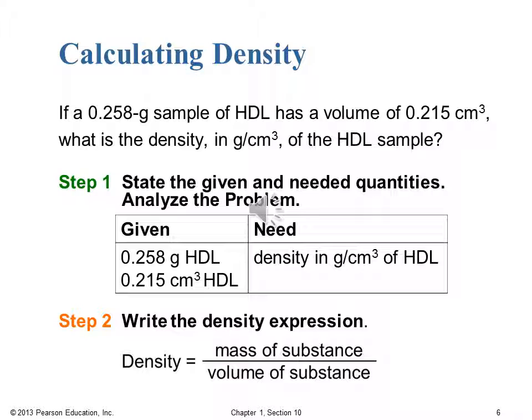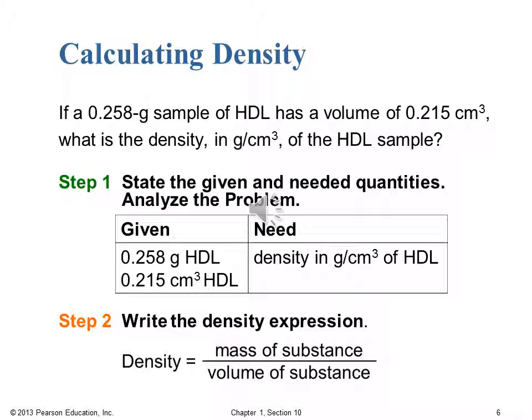So applying our steps. Step 1, analyze the problem, looking at what we're given. We're given the 0.258 grams of HDL. We're given the 0.215 cubic centimeters of HDL. And of course, the question wants us to solve for the density in grams per cubic centimeter of HDL.